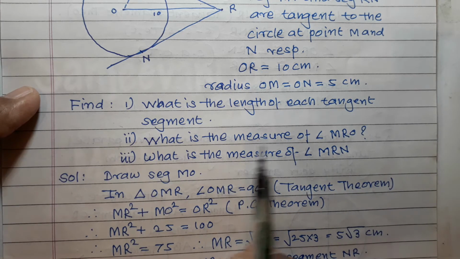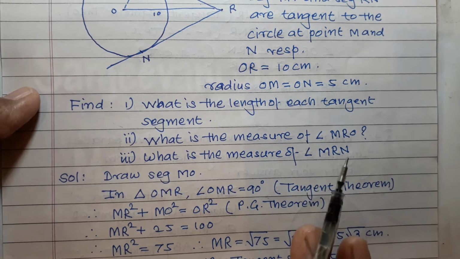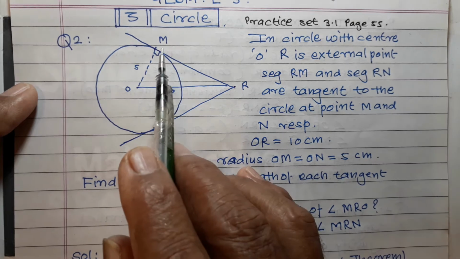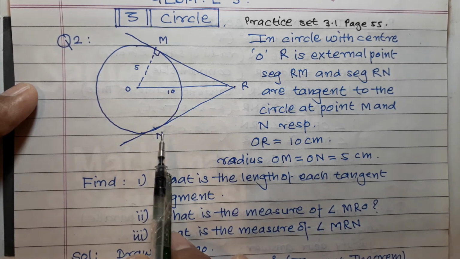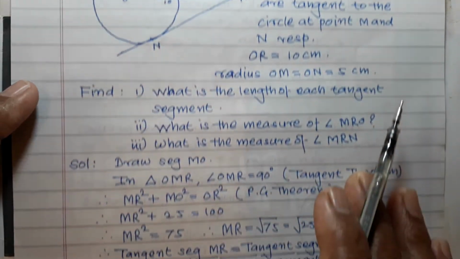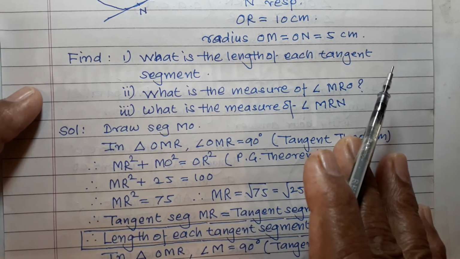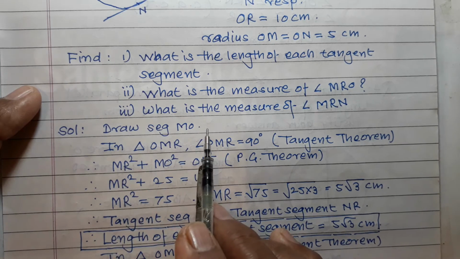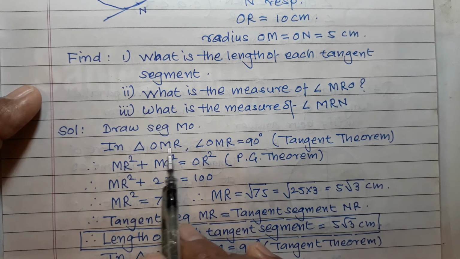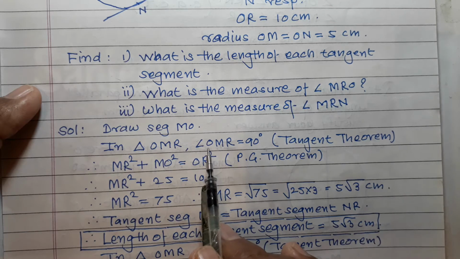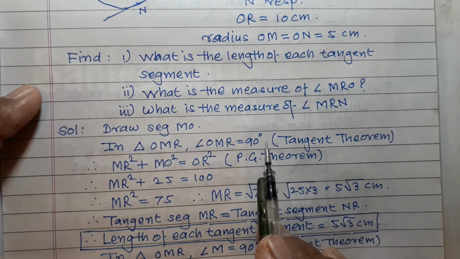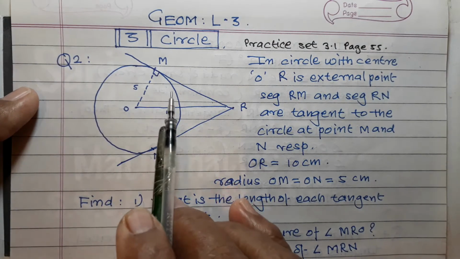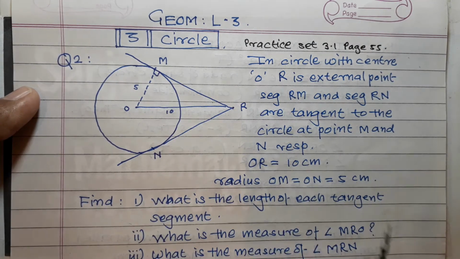What is the measure of angle MRO and angle MRN? Okay, now try to understand the solution. This is a very easy example. Draw seg OM. In triangle OMR, angle OMR is equal to 90 degree. So this angle is 90 degree and therefore this triangle is a right angle triangle.